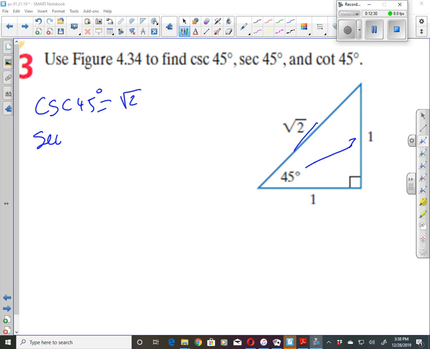Secant 45 degrees is the reciprocal of cosine. Cosine is 1 over root 2, right? But the reciprocal is square root of 2 over 1. Cotangent 45, we know, is the reciprocal of tangent. Tangent is 1 over 1. The reciprocal of 1 over 1 is still 1.